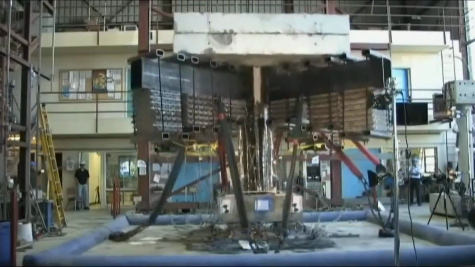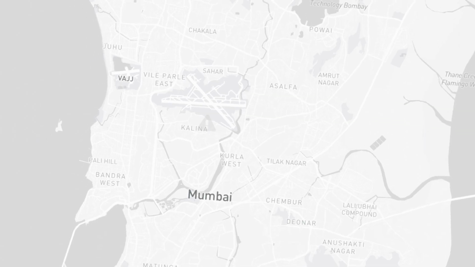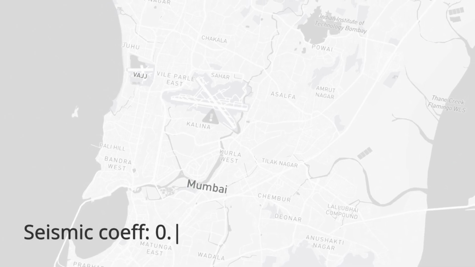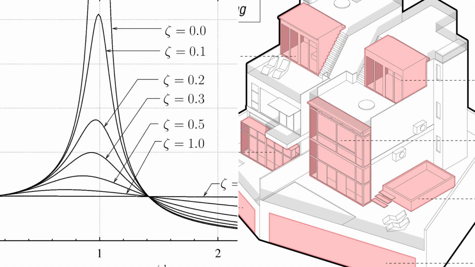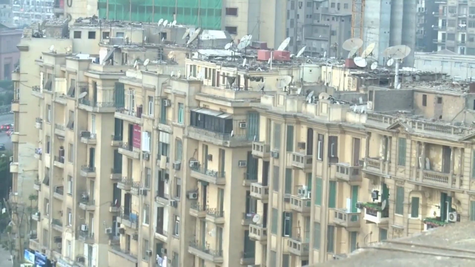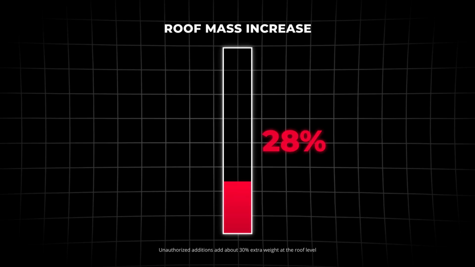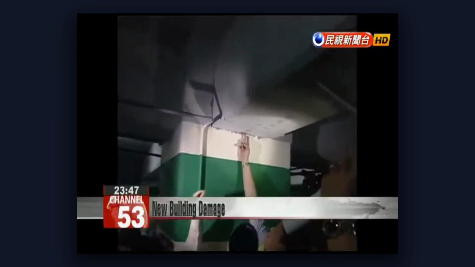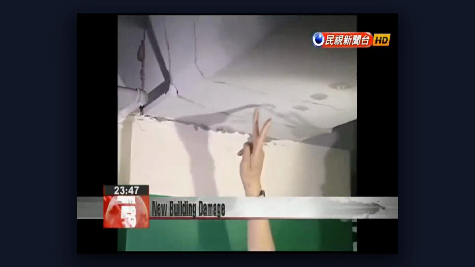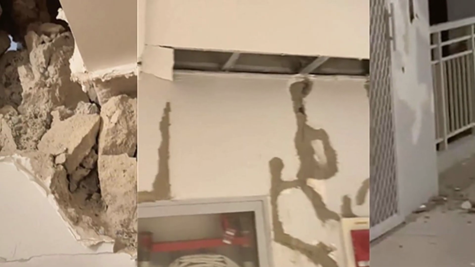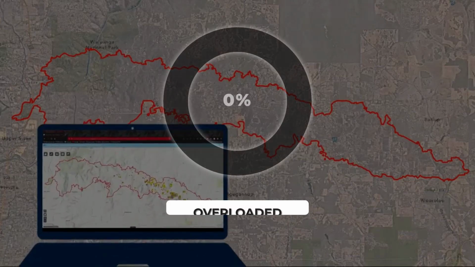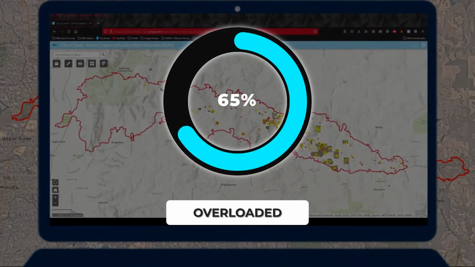Seismic forces amplify risk. Mumbai's seismic coefficient is 0.15 G. Extra mass at the roof lengthens the building's natural period, concentrating earthquake forces at the top. A 30% roof mass increase can push lateral loads past what columns and joints can handle. After recent earthquakes, buildings with unauthorized rooftop structures showed more slab cracks and column distress, even when shaking stayed within code. Hazard multipliers set the boundary for resilience.